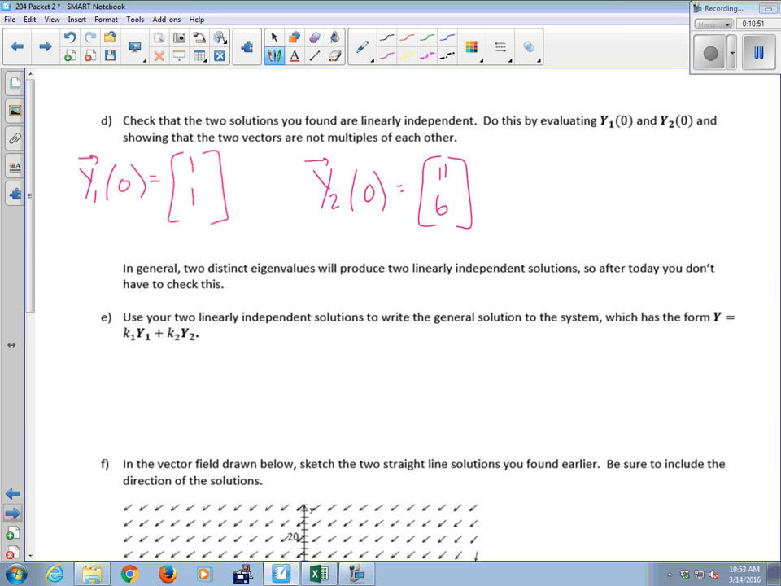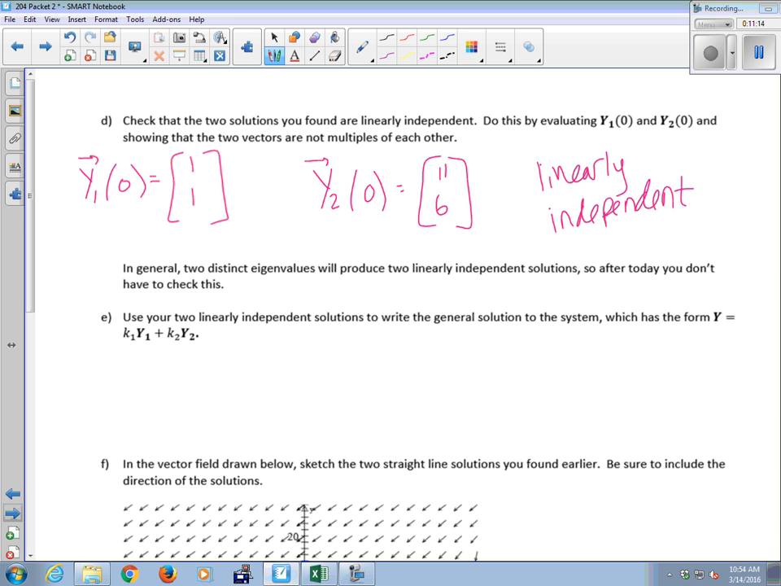Are those two vectors multiples of each other? No, so these are linearly independent. That's important to be able to get the general solution, right? If you have two solutions and they're linearly independent, you can just take a linear combination of them, and that's the general solution.